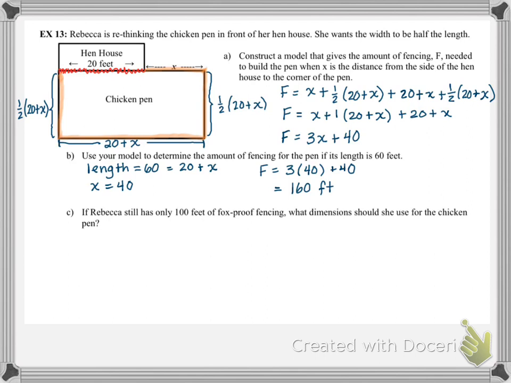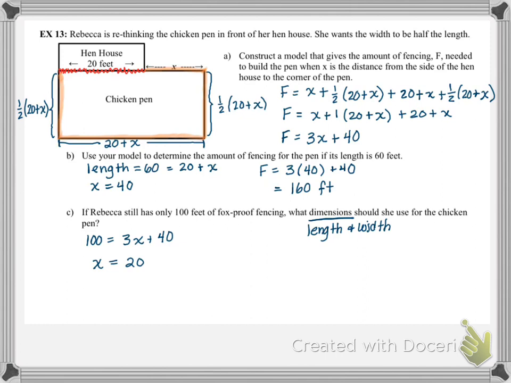Okay, you guys figure out what the dimensions should be if she has only 100 feet. Remember, dimensions are length and width. So when you get to the very last step of the problem, once you've solved for x, your goal is to find the length and the width of the chicken pen. F equal to 100, and we solve. So we have 100 equals 3x plus 40. And that gives us x equals 20.